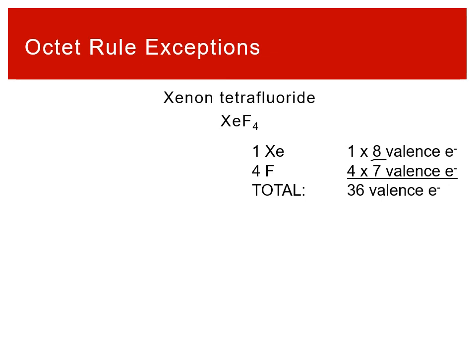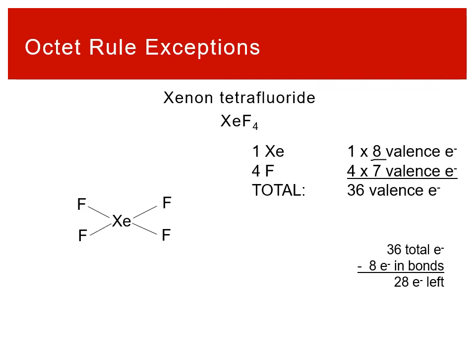But xenon's in the middle. It's the only thing big enough to have an expanded valence. So it's going to go in the middle right here. And we connect out those lines to give to fluorine. So we've got that nice setup. So I've got 36 total electrons. I just put 8 down in the bonds.